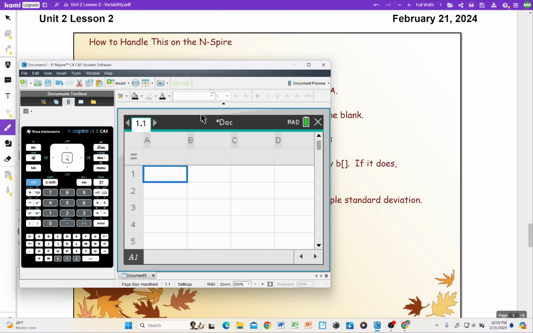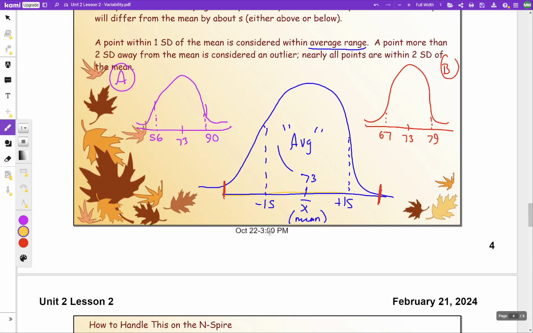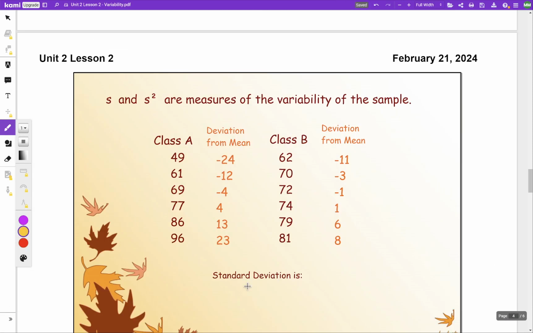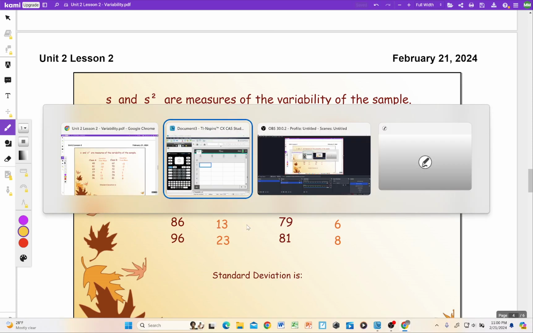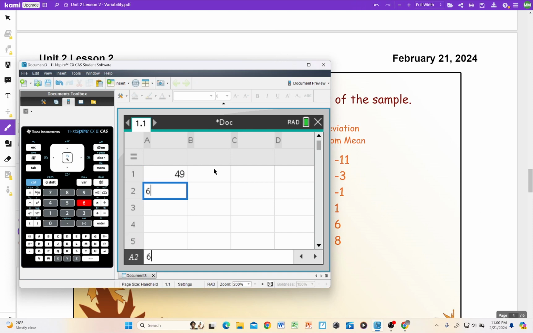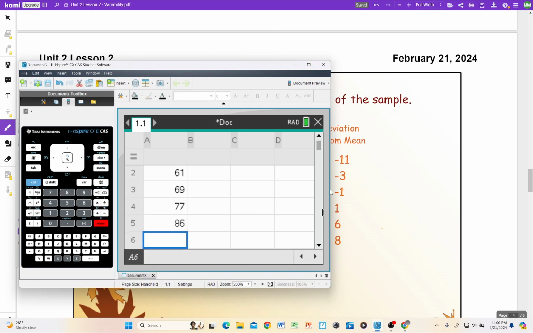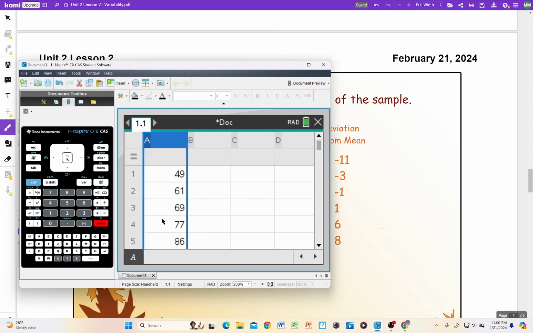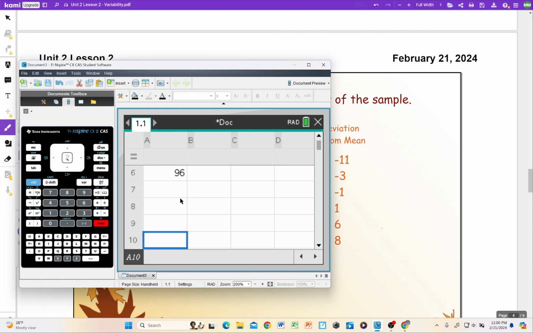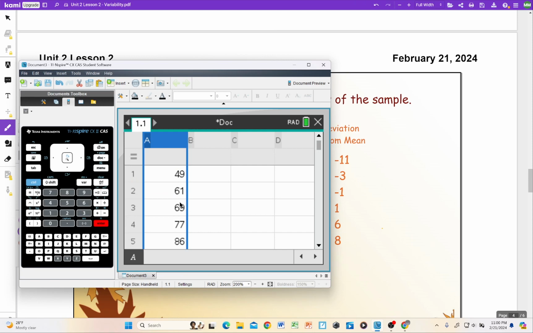So let's type in one of our calculator ones. Let's do this example here: 49, 61, 69, 77, 86, 96. Okay. So here's my class of 6 people that have taken this exam. Similar scores to the last one, slightly different, right? So now we want to look at what we can do.